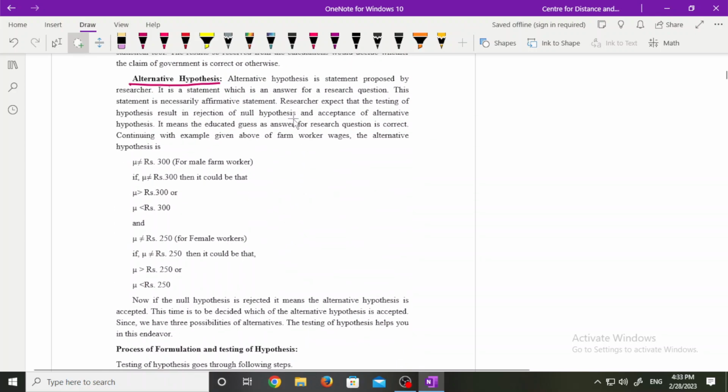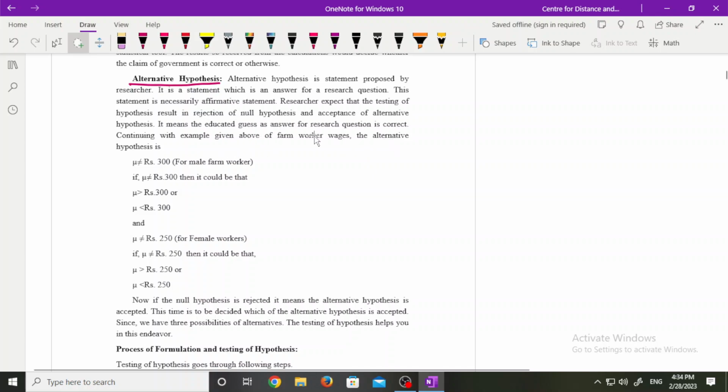Then alternative hypothesis. Alternative hypothesis is a statement proposed by the researcher. It is a statement which is an answer for a research question. Okay? This statement is necessarily an affirmative statement. The researcher accepts that the testing of the hypothesis results in rejection of null hypothesis and acceptance of alternative hypothesis. That is, the researcher accepts the alternative hypothesis and rejects the null hypothesis.